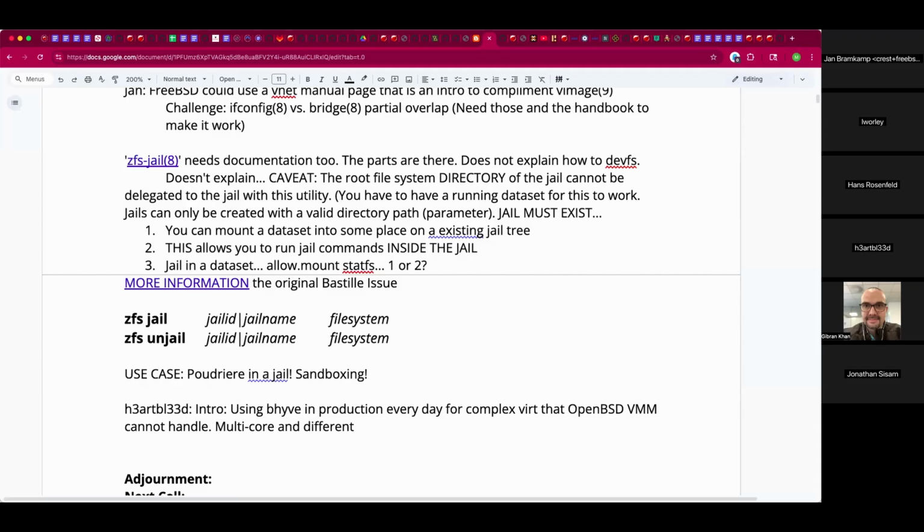Do you do that on UFS just to be loyal to your OpenBSD roots? No, of course not. I use ZFS. I know, I'm baiting you. Okay, cool. Multi-core and different guest OSs on ZFS.